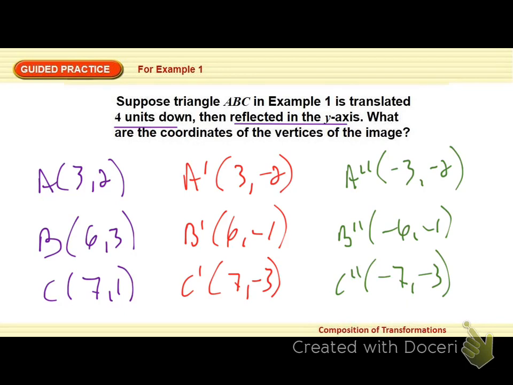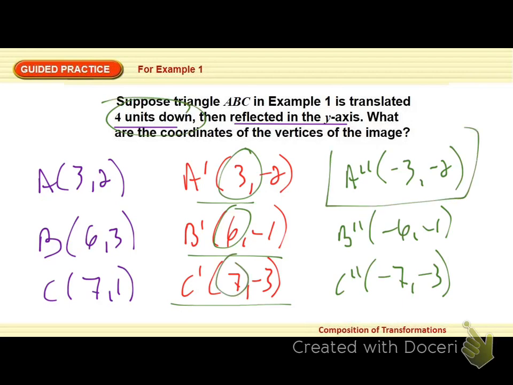And this is what you should have ended up with, right? When we perform our translation of 4 units down, we just want to subtract 4 units from every y coordinate. And so after our translation, our A prime, B prime, C prime will be located there. After that, if we're going to reflect in the y-axis, then all we need to do is change the sign on our x-coordinates, and that's how you end up with your A double prime, B double prime, and C double prime here. Okay? So hopefully that makes enough sense. We don't even need a grid to come up with those coordinates. We can just use our rules.